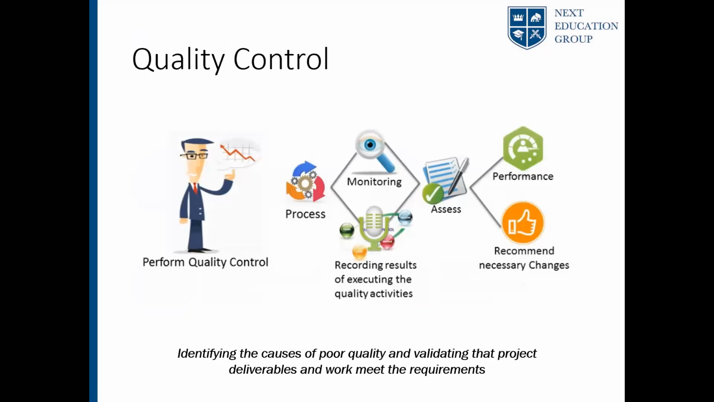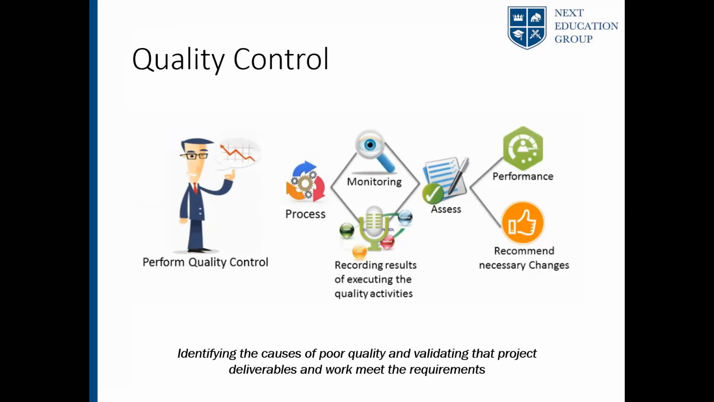control. Okay. So what is quality control again? Can someone tell me what did we agree as quality control? Shamit? Ensuring that bad quality products are not released to the market. Exactly. In ensuring that bad quality products or poor quality products are not released to the market. Identifying the causes of poor quality and validating the project deliverables and work to meet the requirements is the activity of quality control.